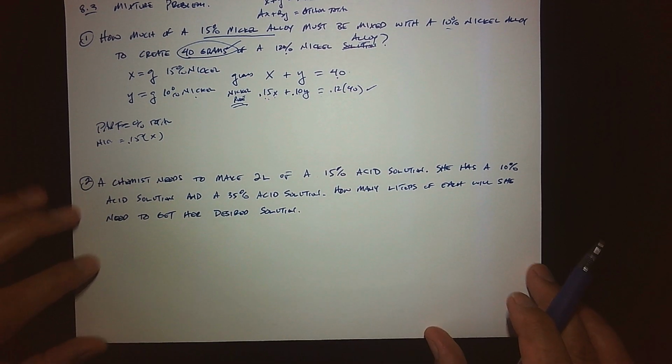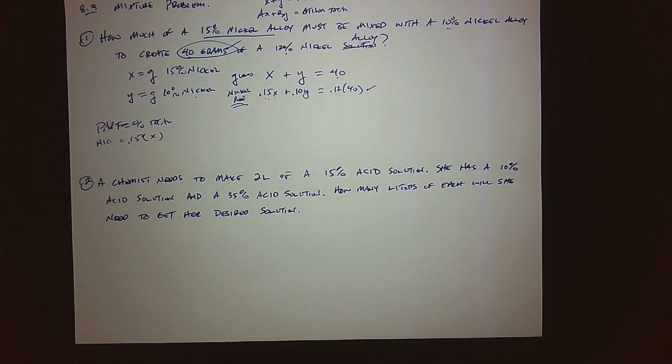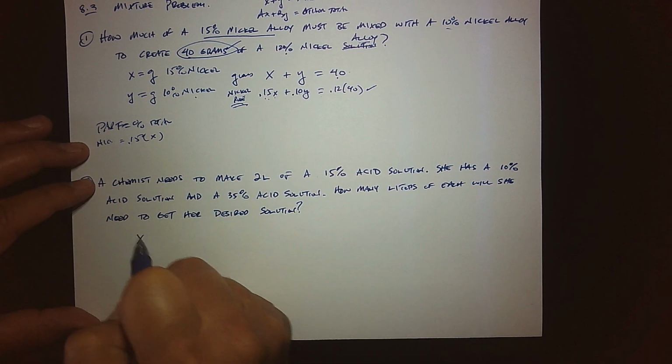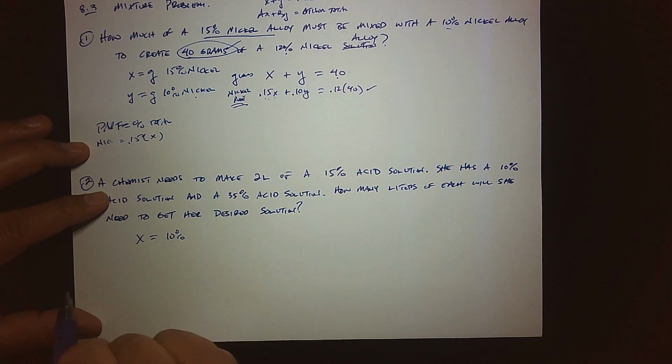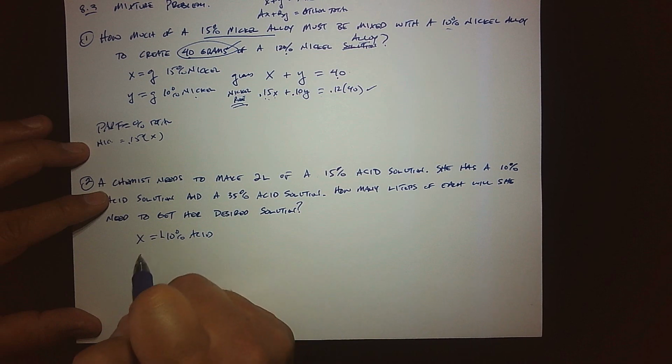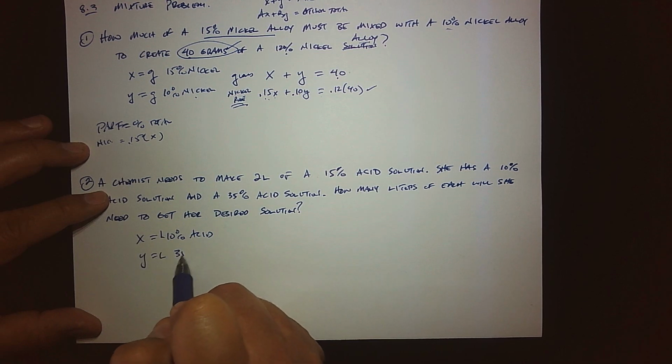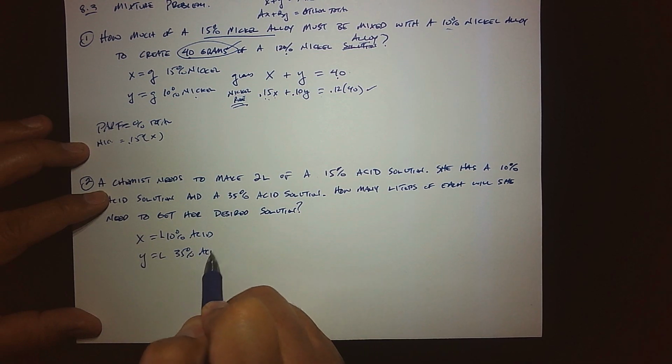So last but not least, a chemist needs to make 2 liters of a 15% acid solution. She has a 10% acid solution and a 35% acid solution. How many liters of each will she need to get her desired solution? Okay, so again, what are our unknowns? Well, x could be the amount of 10% acid, and I guess that would be in liters, and y would be the liters of 35% acid.